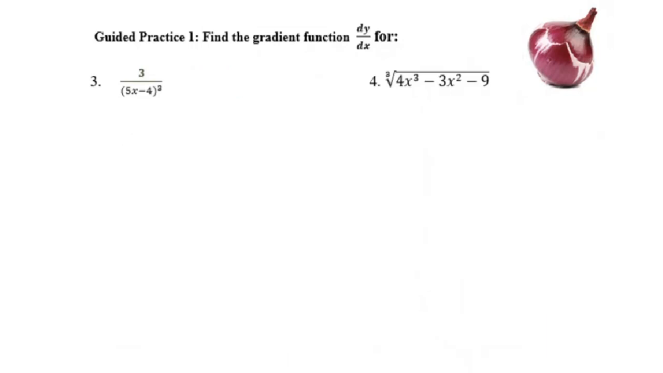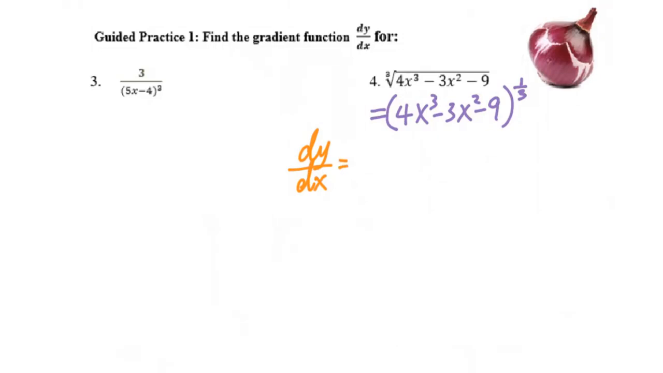Now let's go to number 4. We need to change this into a single power. So we get 1 over the third power. Then for the derivative, you will do the power rule first, because that's the outside function. Drop down the exponent. Then you minus 1. Inside don't change.